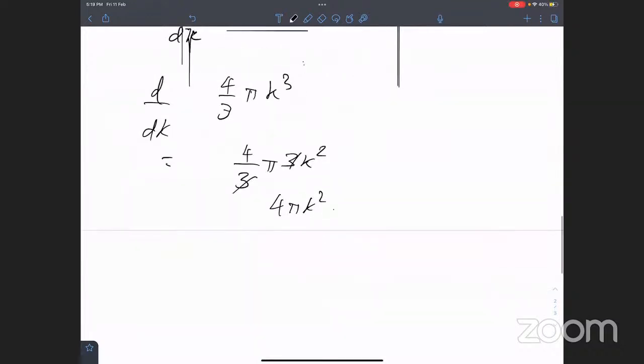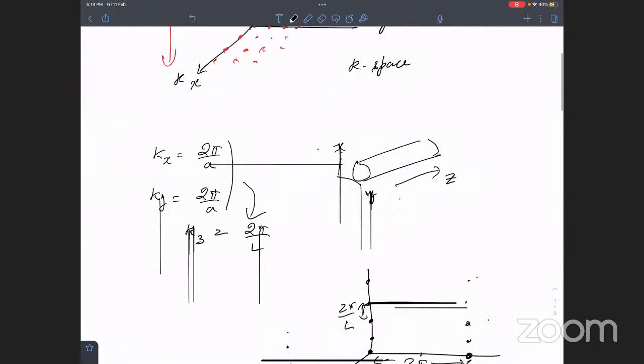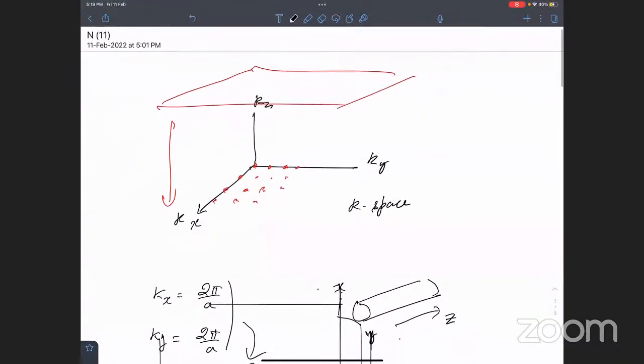This is the dg by dk. This I'm going to multiply by dk by dE. This is another way of doing the derivation that I just showed you, right? So this is how we have been doing the derivation so far for the 3D case. Now for the 2D case, how will we count this?